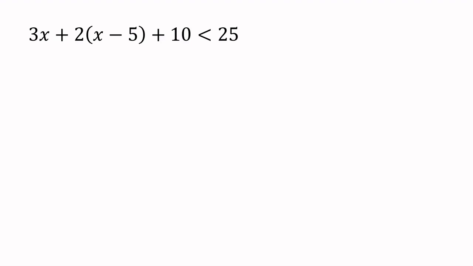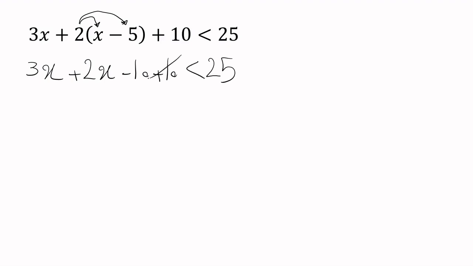We have again first degree inequalities. Can I simplify each side more? Yes, by multiplying this to this parentheses, and I'm going to have 3x plus 2x minus 10 plus 10 is less than 25. These two terms are going to cancel each other out. 3x plus 2x will be 5x, and 5x will be less than 25.